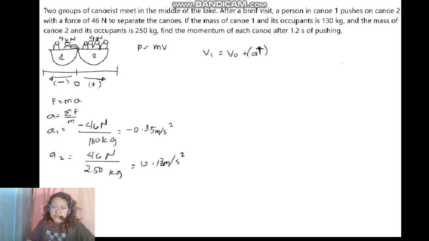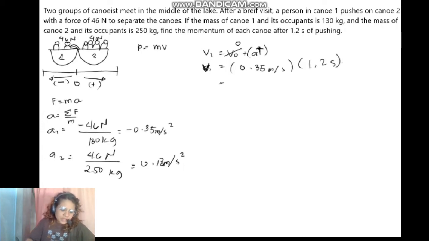So for velocity 1, wala naman tayong initial velocity, so we can cancel it out, 0. Acceleration for canoe 1 is negative 0.35 meters per second squared. And the time is 1.2 seconds. And we're going to get the velocity of negative 0.42 meters per second. Yung velocity niya after 1.2 seconds of pushing.